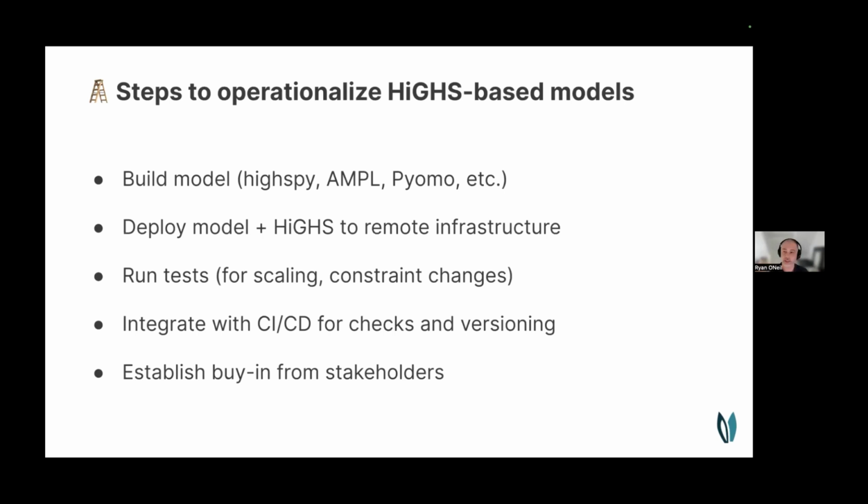We also want to be able to integrate our optimization model with CI/CD, do checks and versioning and all the software things that you need to do to roll out new versions and manage versions and rollback. And then finally, we need to establish buy-in from stakeholders. And these could be people in on-the-ground operations. They could be P&L people working in the business side of things. It could be product managers, so on and so forth.